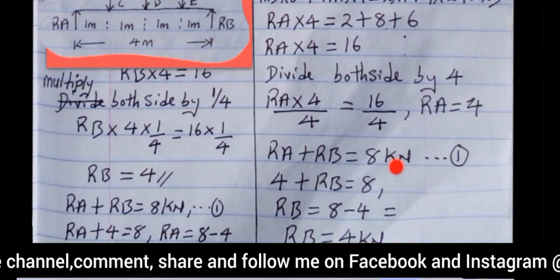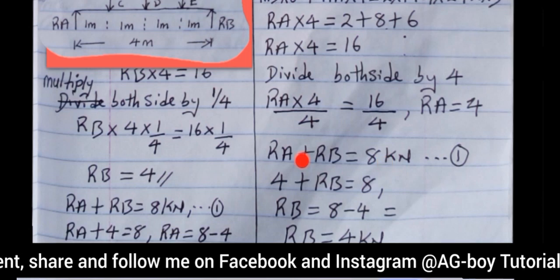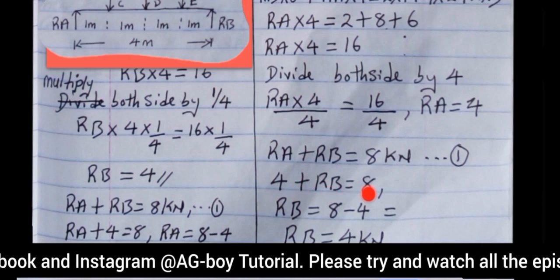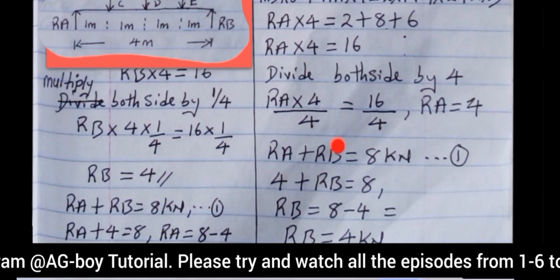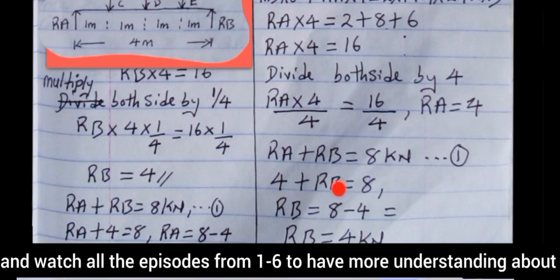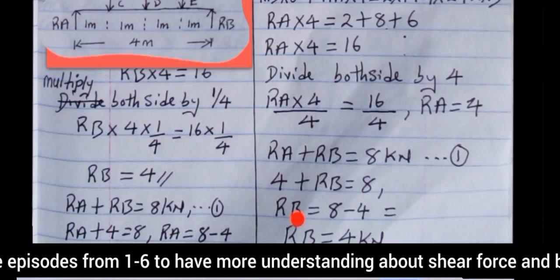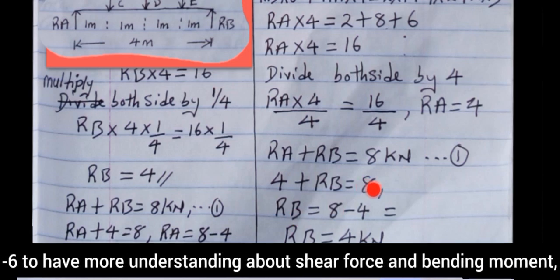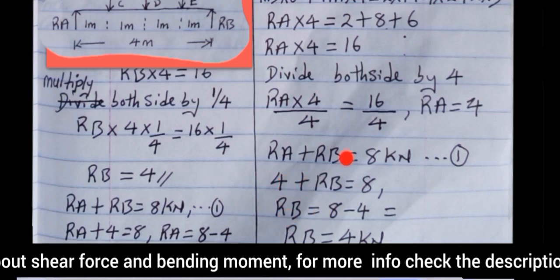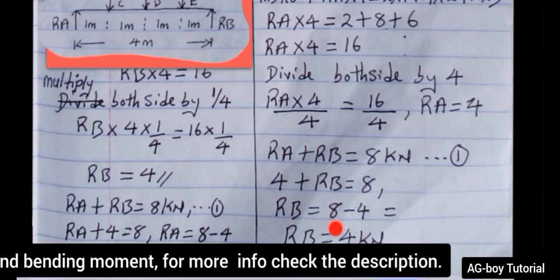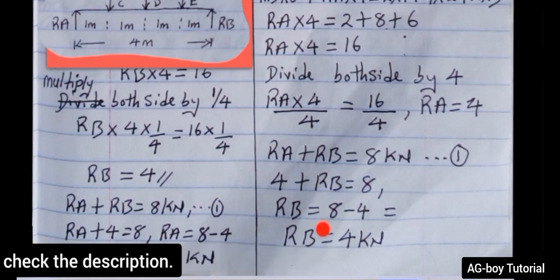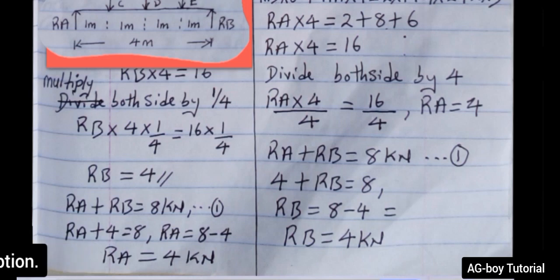Then from equation 1, we discover that RA plus RB equals 8 kilonewton. Therefore we have 4 plus RB equals 8. The RA here is 4, so we substituted it to make 4 here. Then plus RB equals 8 kilonewton. Therefore RB will be equal to 8 minus 4. Making RB the subject of the formula, we move this 4 across the equal sign, so it changes to minus. We are having 8 minus 4, so our final answer is 4 kilonewton as our RB.